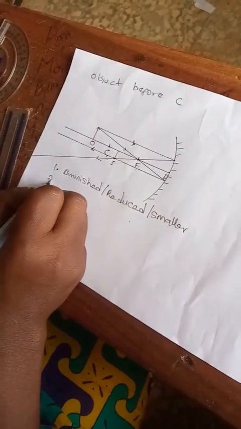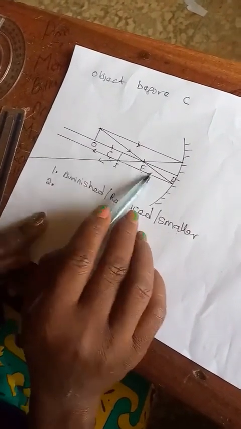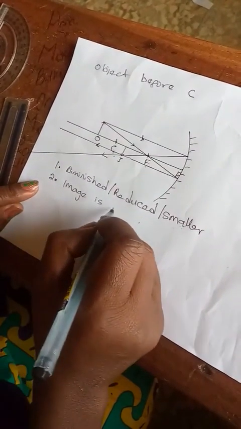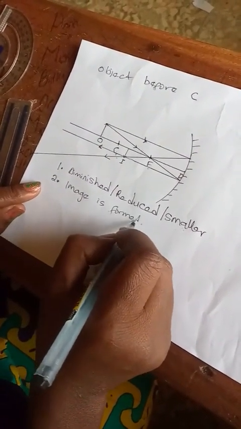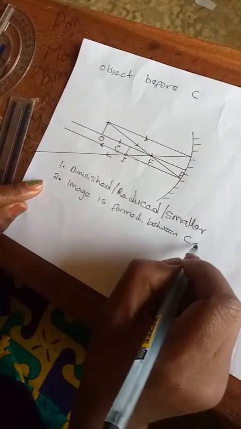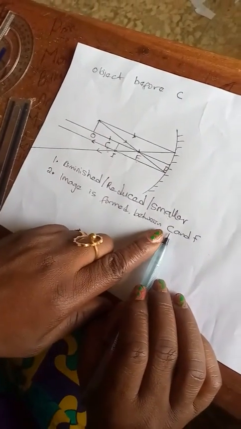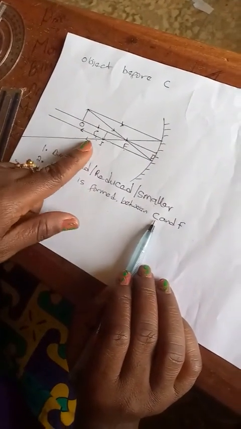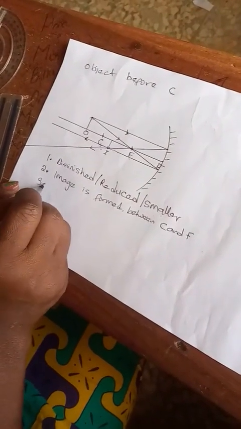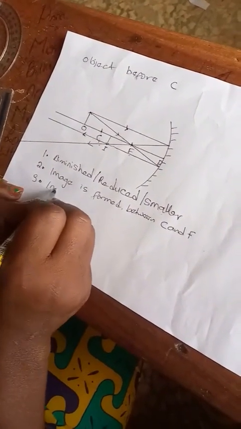Then another thing is that the image is formed between C and F. The image is formed between what? Between C and F. Permit me to use abbreviation. C is center of curvature. So the image is formed between center of curvature and principal focus. What is the third characteristic? The third characteristic is that the image is inverted.